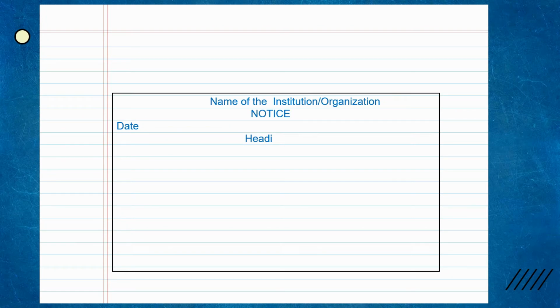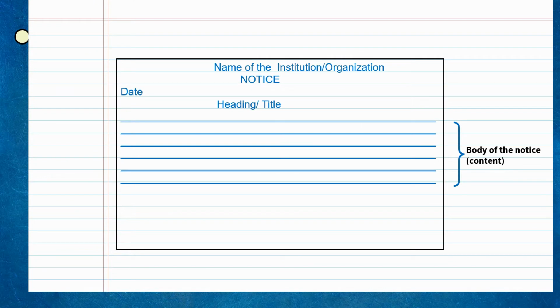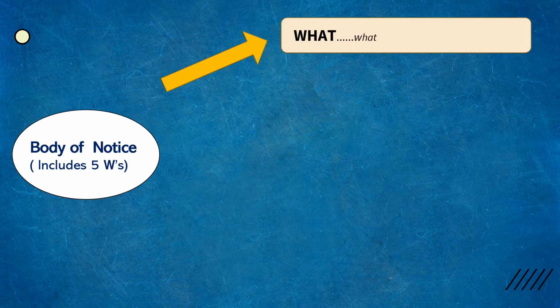Next comes the heading. It should be very catchy and appropriate depending upon the content of the notice. Then comes the body of the notice in which we have to provide the content details. The content in the notice body should be very factual and must not contain any unnecessary details. The body of notice includes 5 W's.